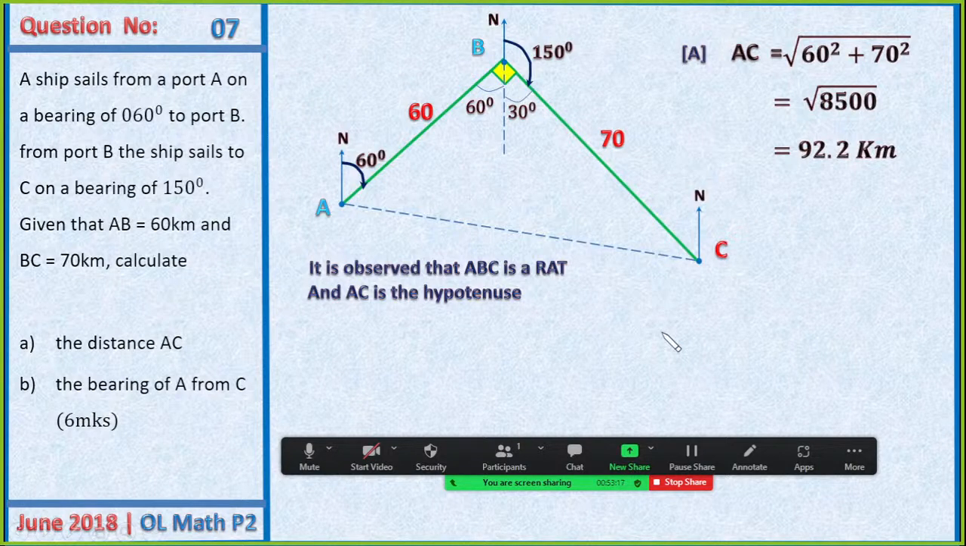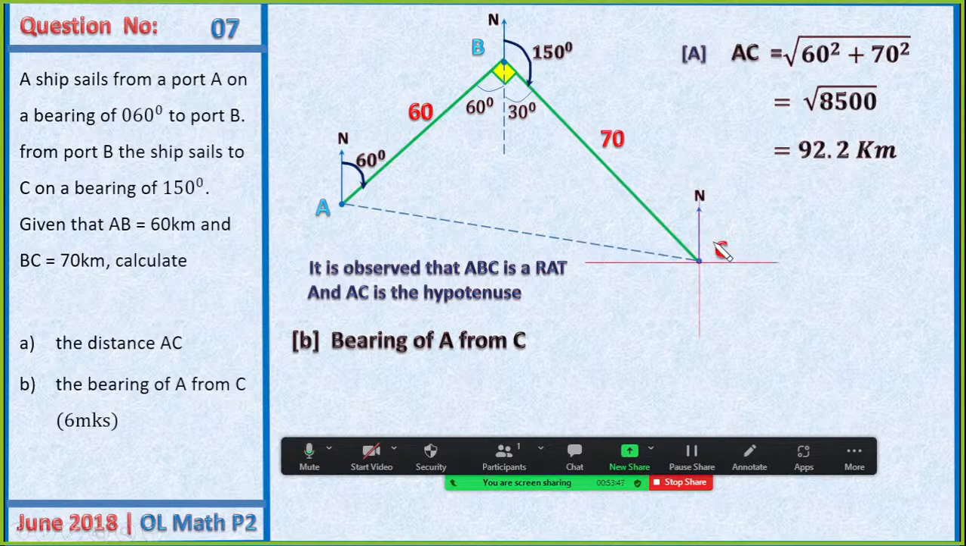So the B part of the question says you find the bearing of A from C. The bearing of A from C means we should start from C and measure the bearing. So the bearing will be this angle like this. Start from this node, this pole, go round up to this point. Okay. So here we already have 30 degrees.